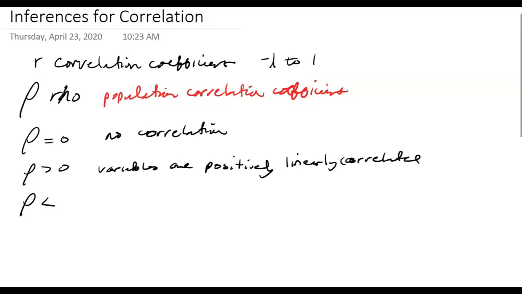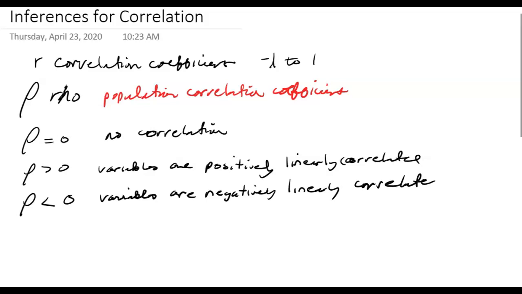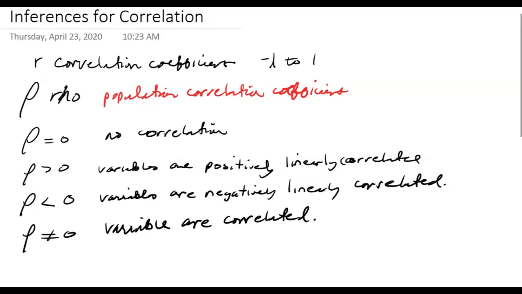And in the same sense, if rho is less than 0, we say our variables are negatively linearly correlated. And if rho does not equal 0, we just say the variables are linearly correlated.